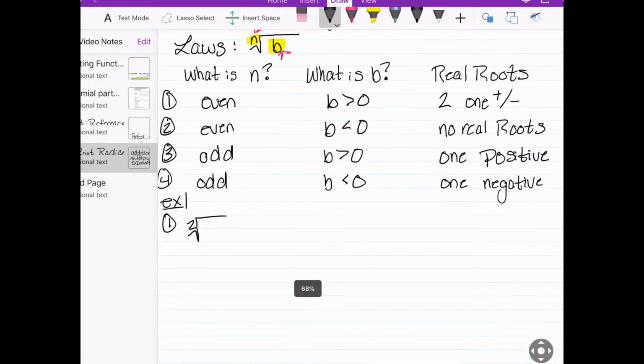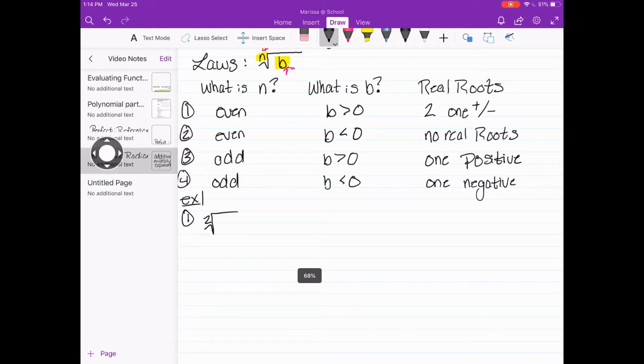My pen decided to stop working there for a second.